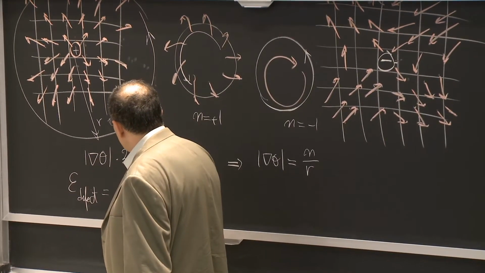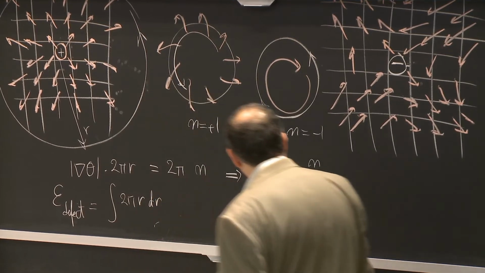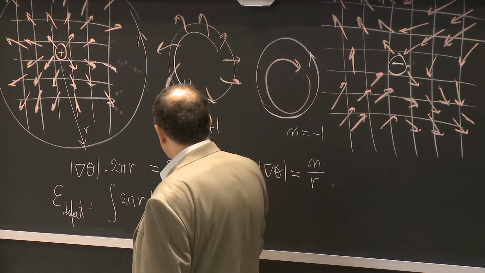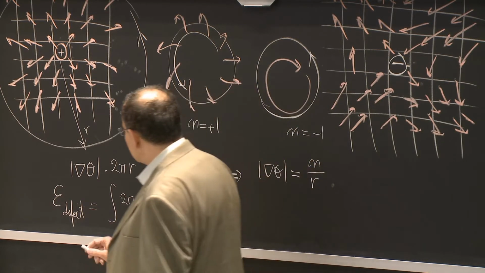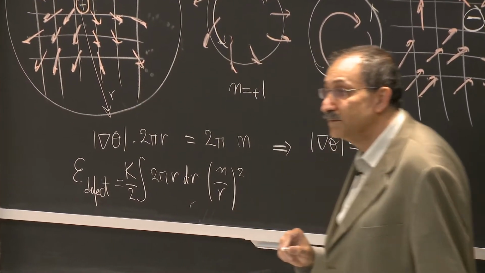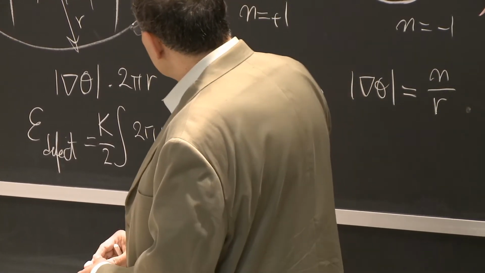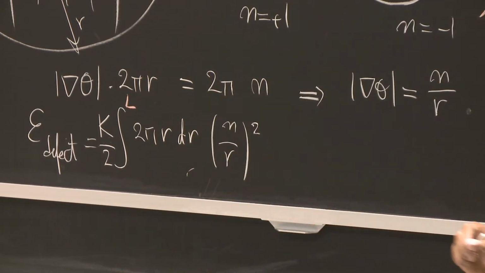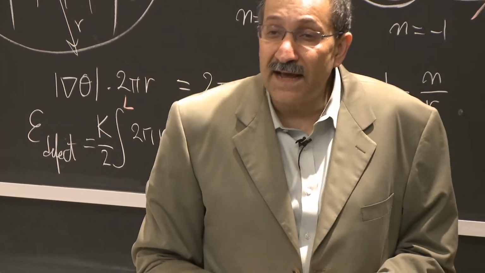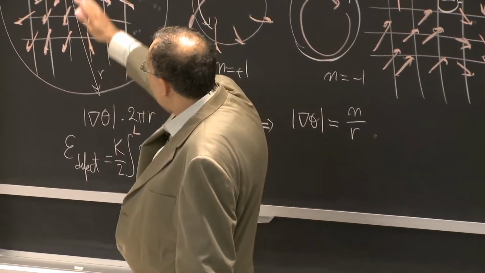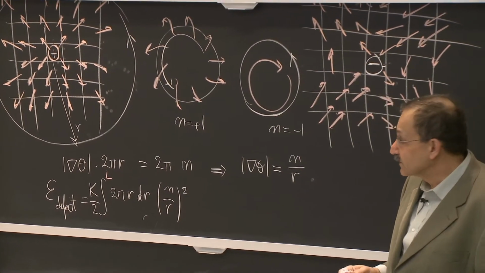is an integral of 2 pi r dr times this quantity n over r squared multiplied by the coefficient of the expansion of the cosine, K over 2. And in this integration, I have to go all the way to the ends of my system, let's call it L. And then I can bring it down, not necessarily to the scale of the lattice spacing, but maybe to a scale of 5 lattice spacings or something like this, where the approximations that I have used of treating this as a continuum are still valid.